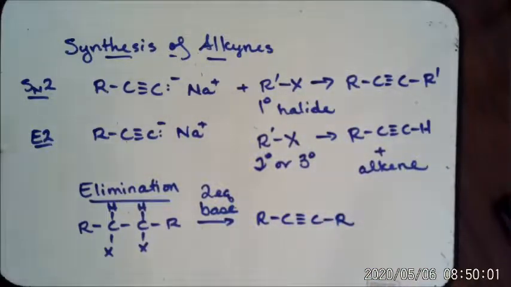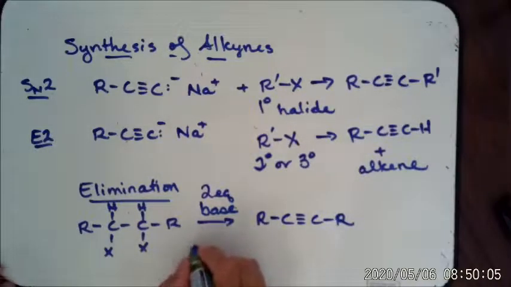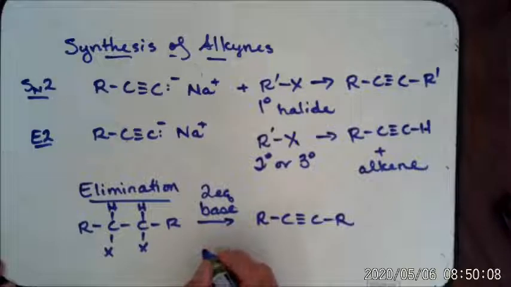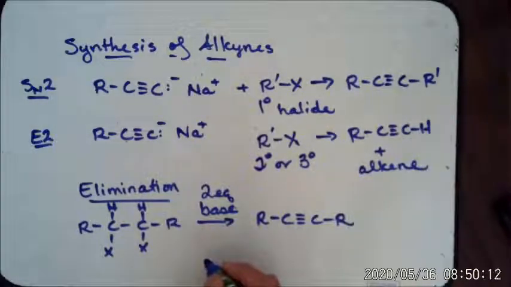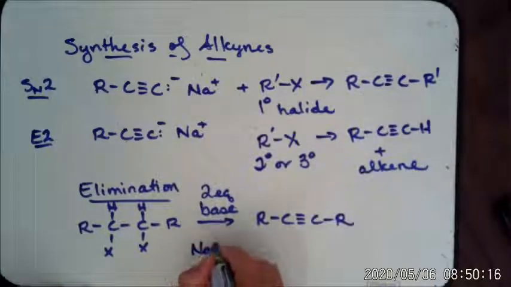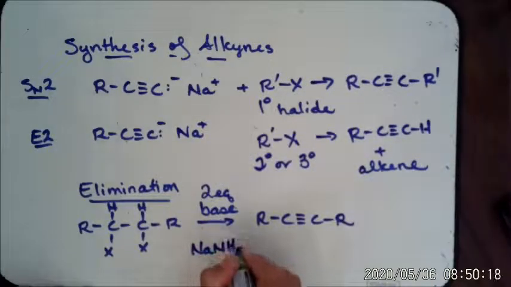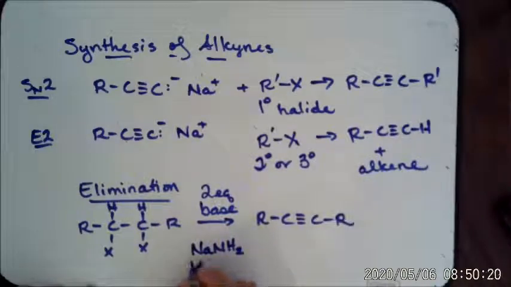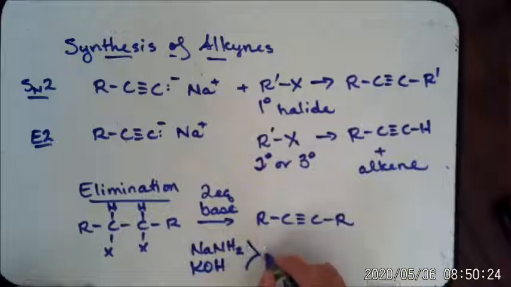Okay, so what are the bases that we use? We can use something like KOH, which is very weak. You can use sodium amide. Okay, you can use KOH. Okay, all of these are high temperature.